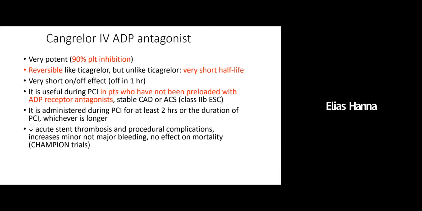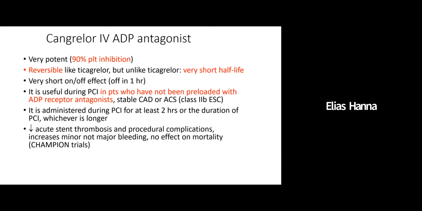Because remember, the other ones take 2 hours. They kick in within half an hour, the potent Ticagrelor or prasugrel, but they don't achieve a good effect until 2 to 4 hours later. So you want something potent during your procedure. This is when you use Cangrelor. And the beauty is, you turn it off, and within half an hour, it's gone from your system, okay?